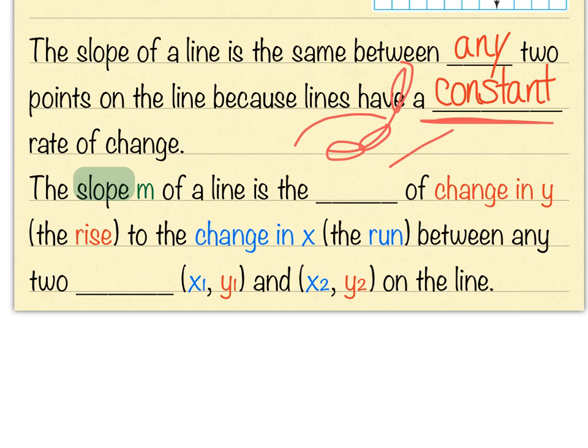It's always the same. And the slope, m, of a line is the rate of change, as we mentioned: the change in y, the rise, to the change in x, the run, between any 2 points on the line. Those points would be x1, y1 for the first point, and x2, y2 for the second point. We actually call the slope m. This will come into play later on in this chapter, especially. For right now, know that the variable we use for slope is m. So m is going to stand for rise over run, the change in y to the change in x.